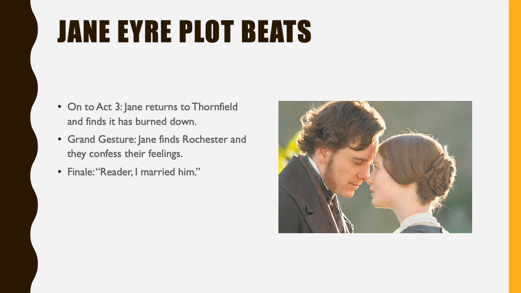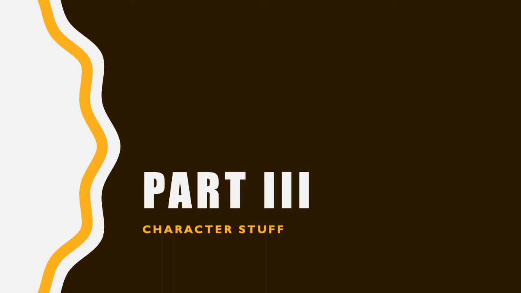The grand gesture is when she finds Rochester and he's now blind and he's lost the use of one of his arms and his fortunes have been severely destroyed, but his wife is now dead. They confess their feelings for each other, and then we get the finale of Jane telling us, reader, I married him. So those are the plot beats, or a rough approximation.